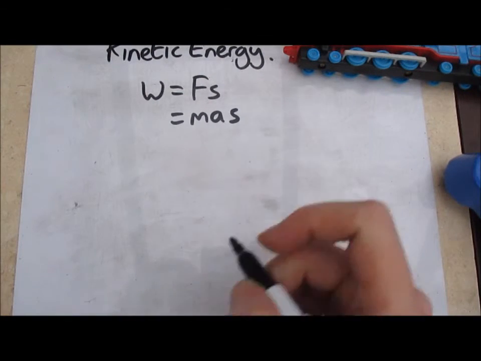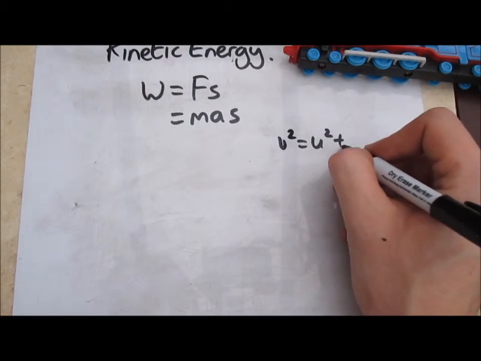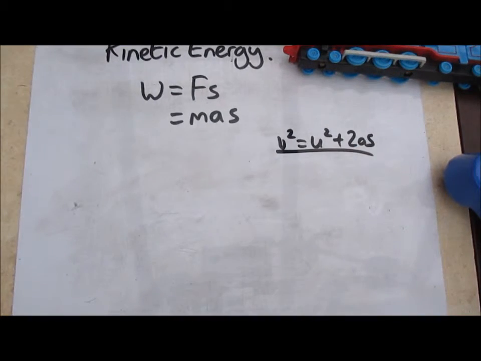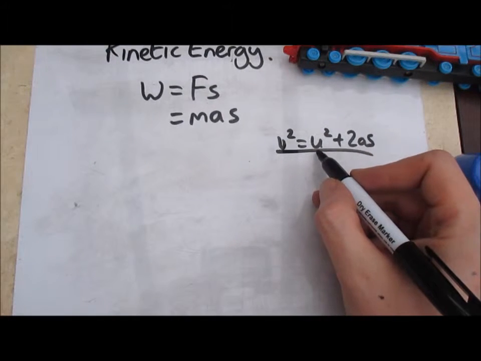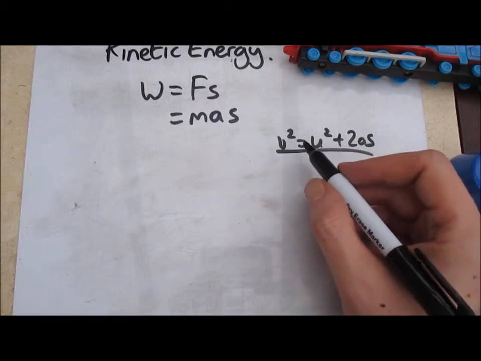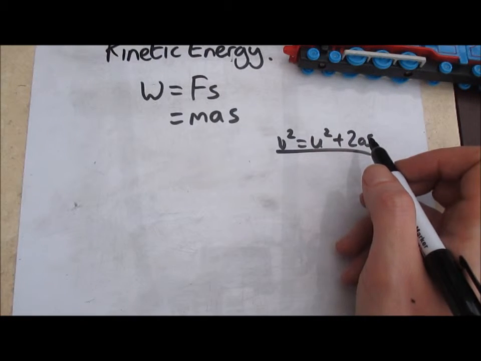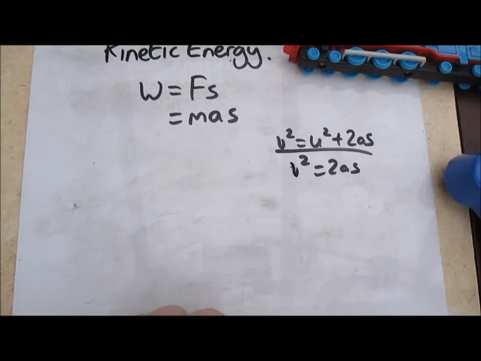Okay, if we go back to our suvat equations, you might remember one that looks like v squared equals u squared plus 2as, one of our significant suvat equations. And we know that u in this situation is 0, because the object started from rest. So we've got v squared equals 2as. Let's put that in, because we started from rest.